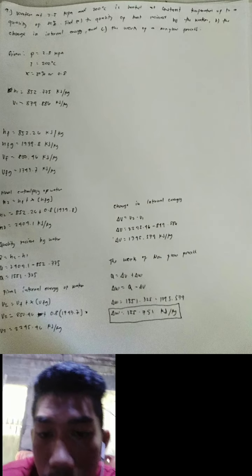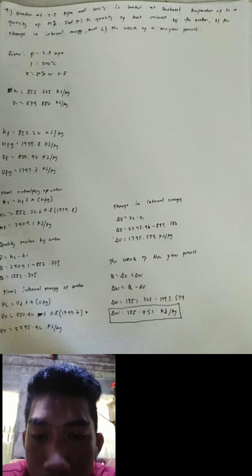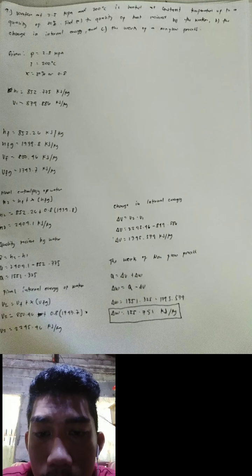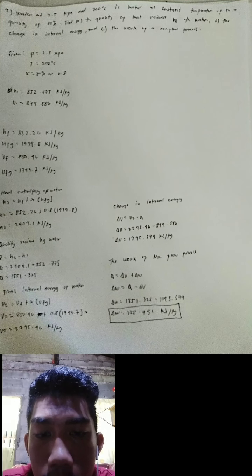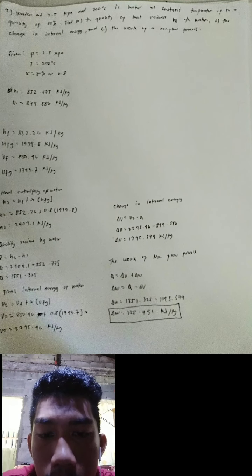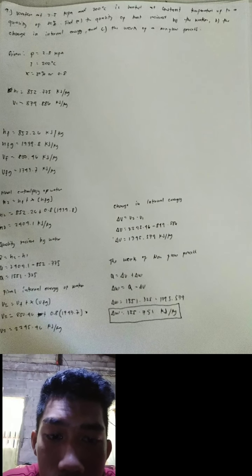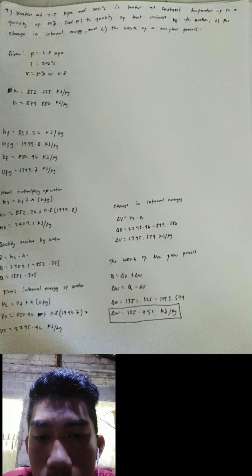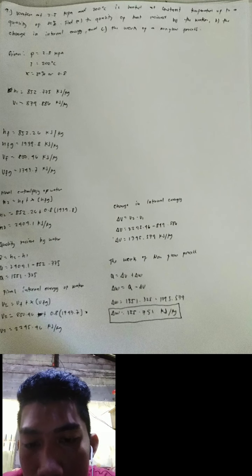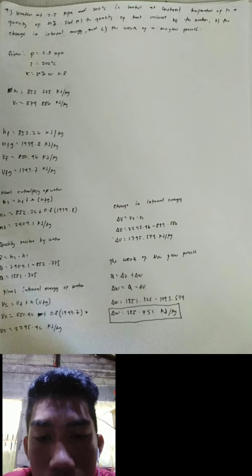For the final internal energy of water, the formula is V2 is equal to VF plus X multiplied by VFG. So V2 is equal to VF, the value of VF is 850.46, plus the X, which is 0.8, multiplied by VFG, which is 1743.7, which will give us 2245.46 kilojoules per kilogram.